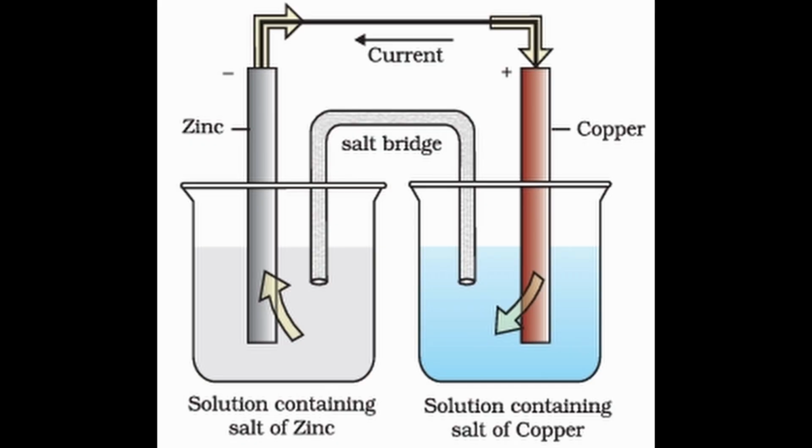When the concentrations of zinc ions and copper ions are both 1 molar, the Daniell cell produces a potential difference of exactly 1.1 volts. Any device that converts chemical energy into electrical energy in this way is called a galvanic cell or a voltaic cell.